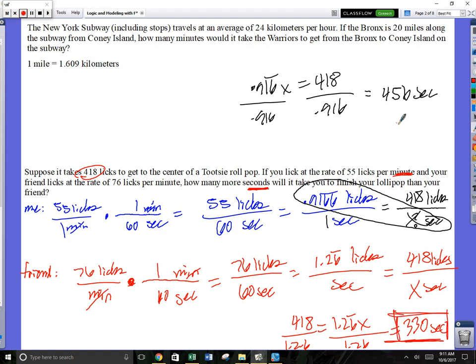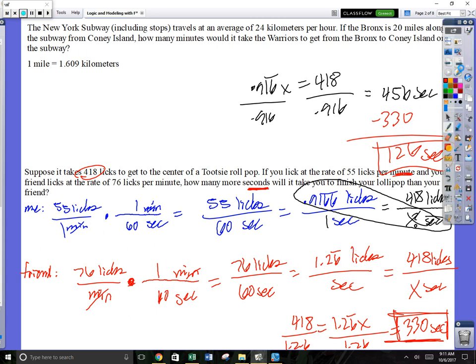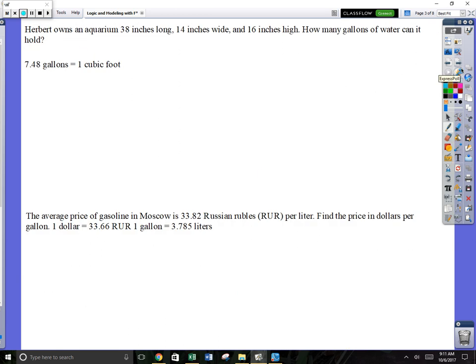It's going to take me 456. So how much longer is it going to take me? So if I do 456 minus 330, it's going to take me 126 seconds longer, 2 minutes and change. Okay, now these next two, I think these are just straight up conversion, so no proportions. So these ones are a little bit easier.